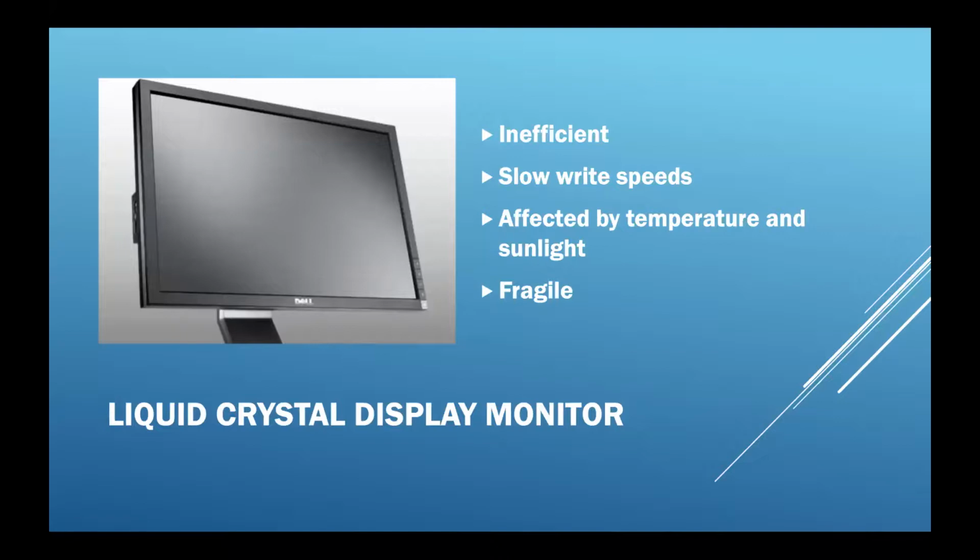And it's affected by temperature and sunlight because there's liquid in it. So it can freeze, it can soften. The sunlight can affect the reflection because there's a backlight. Anyone who's tried to use their laptop or their phone outside has witnessed this firsthand. The sun comes in the front of the screen and washes out the backlight, right? And they're fragile. You can drop them and they break.